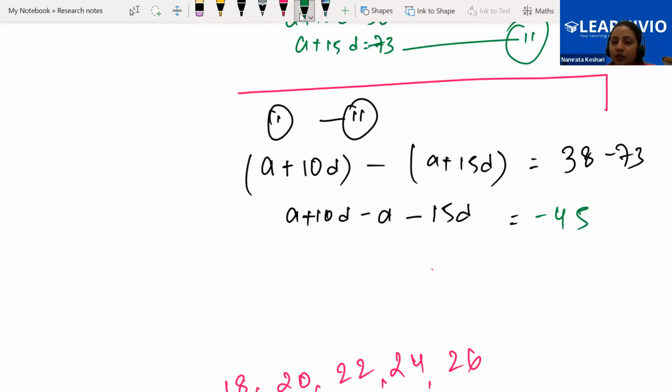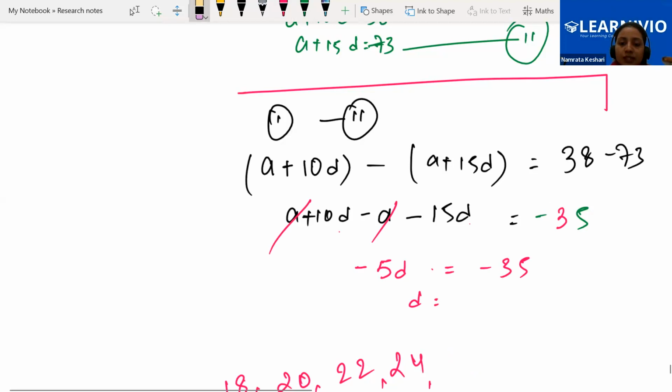Wait. Is it 35 or 45? Ma'am, I got 35. It will be 35. Harshit, check it. It will be 35. Yeah, ma'am, 35. 10d minus 15d will be minus 5d, right? Minus 5d, minus 35. d will be 7. Only 7. Everyone is getting it.